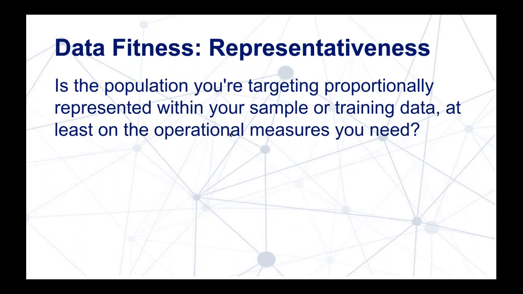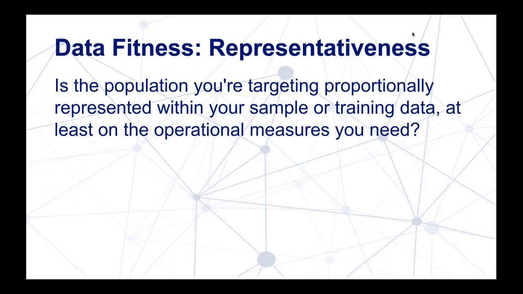And then the last aspect of this, which I think is on some levels very well understood and yet often overlooked when we're creating models, is just representativeness. Is the population you're targeting proportionally represented within your sample or your training data, at least on the measures that matter? So as we operationalize our construct, we think about how we're measuring the best schools.